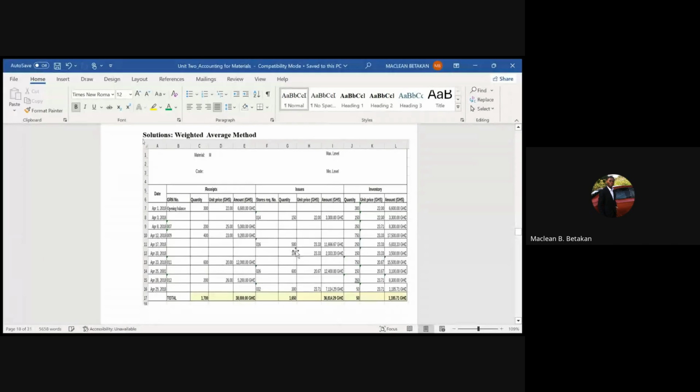Then the next day you are going to issue 100. You are issuing 100 based on the inventory balance, the weighted average in the balance, which is 23.33. So you get this one. And then 250, you issue 100, you are left with what? 150. And the 150 is still valued at the same balance weighted average price. Then the next day you are receiving 600 at 20 cedis, which is 12,000.